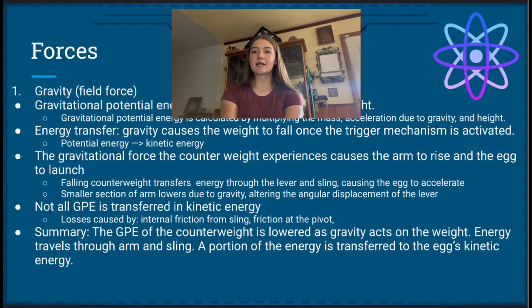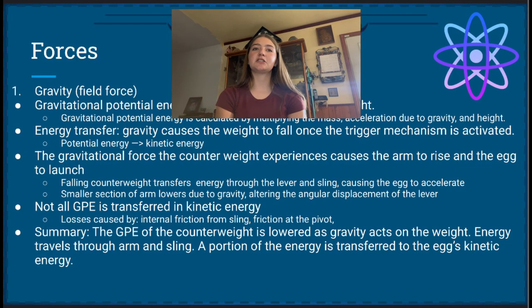Talking about forces. A force can be defined as a push or pull on an object that causes the object to accelerate. The first force we are going to be talking about is gravity. Gravity is a field force. This means that gravity does not need to be directly touching an object in order to cause the object to accelerate.